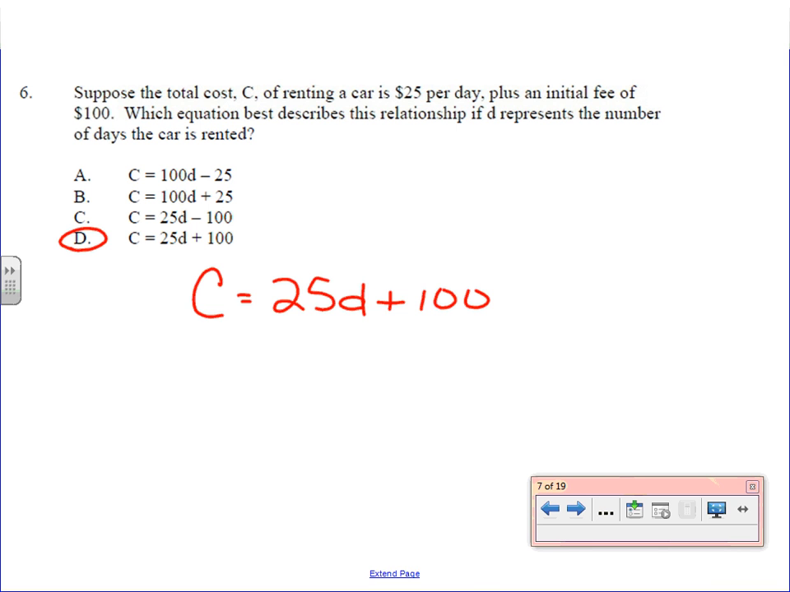D. There it is, 25D plus 100. That's all there was to that.